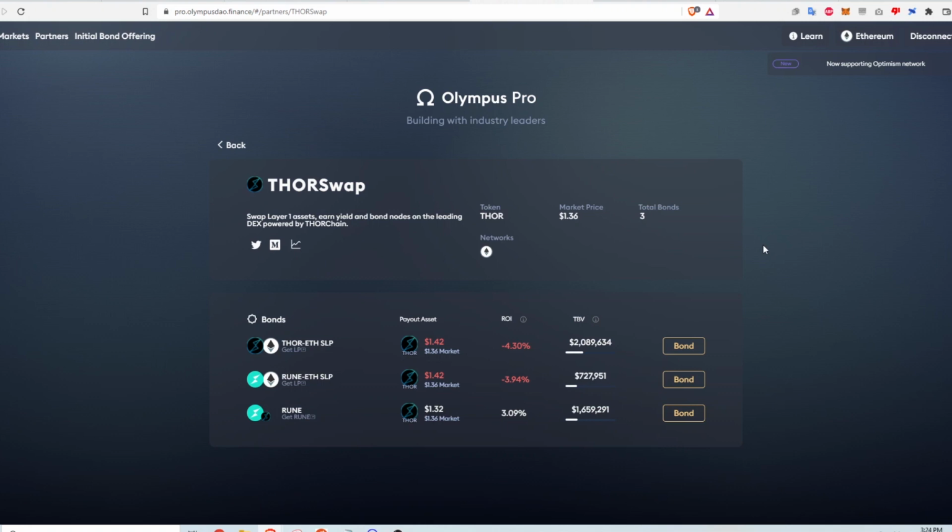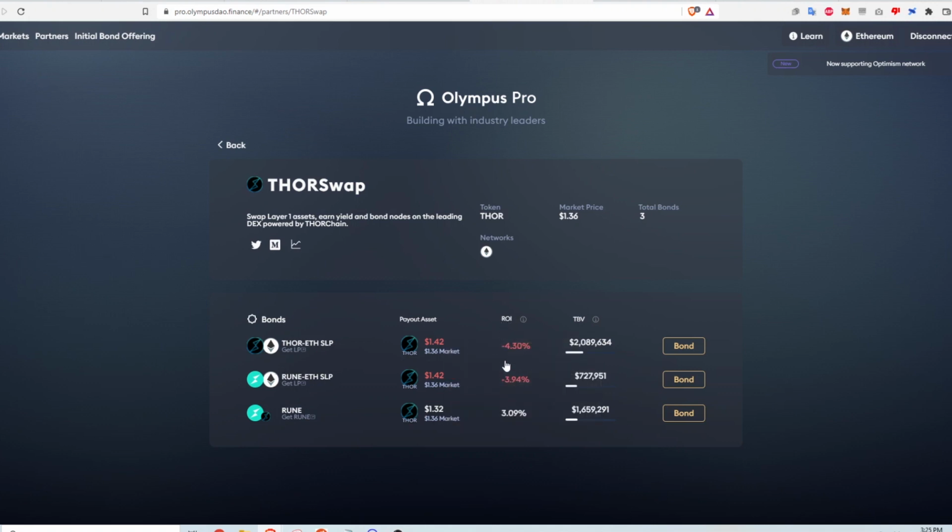So what's happening here is I, as a retail investor, can give the ThorSwap protocol three different types of assets. The first asset is Thor Ethereum liquidity pool tokens, or the RUNE ETH liquidity pool tokens. And finally, I can also give the native RUNE token. I can give these things a value in return for discounted Thor token. So that is the payout asset. And this is the input asset where I'm giving to the ThorSwap protocol.